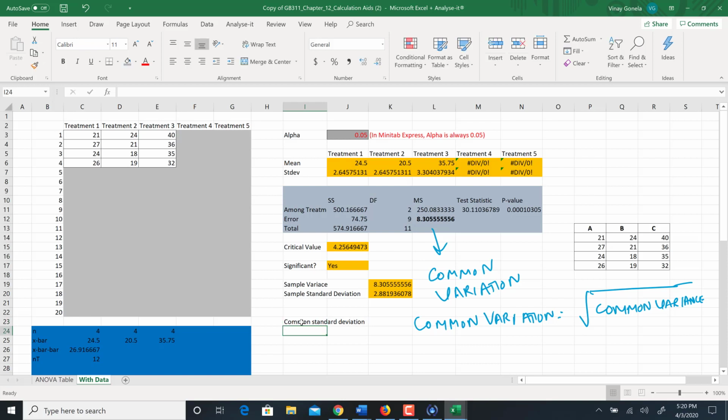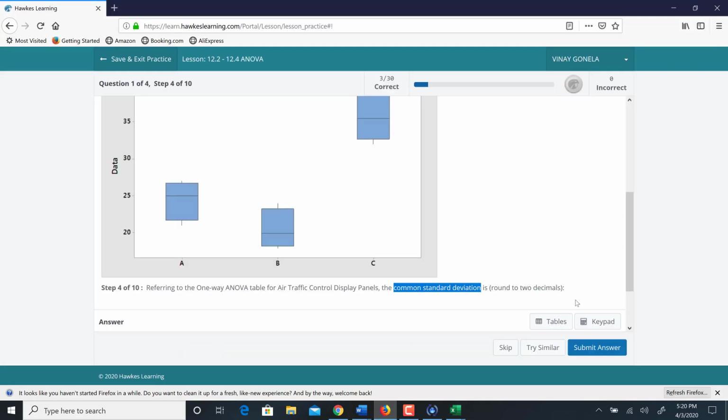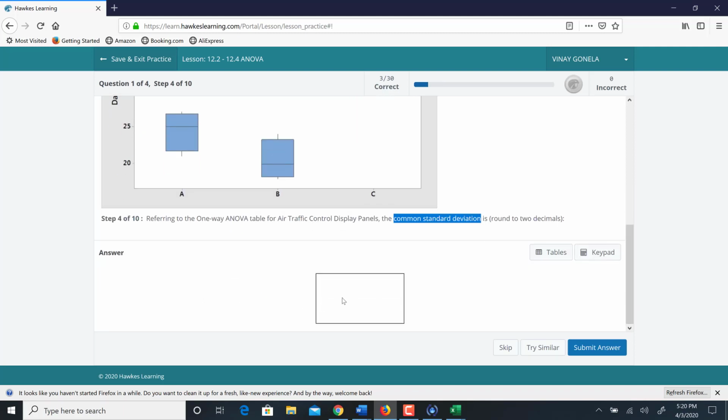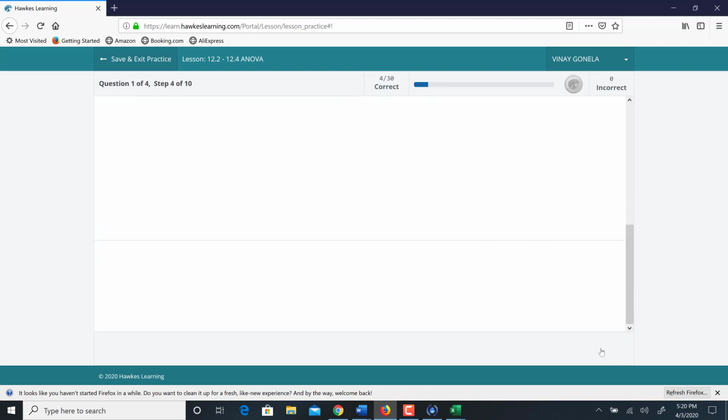So this is equal to the square root of whatever value is here. So that is 2.88193. I will copy that and paste it here. So I'll submit that.